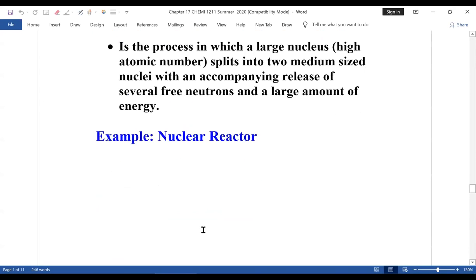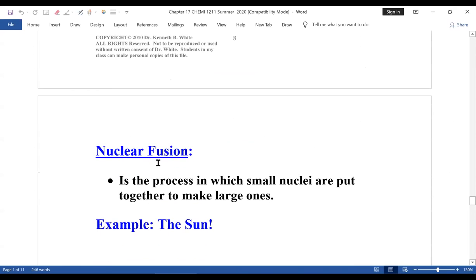Now, the other one you should know is nuclear fusion. Remember the U, and I'll explain why. This is a process in which small nuclei are put together to make larger ones. And where does this happen? On our sun. The next time you feel the sunlight on your body, or don't look up directly at the sun, but if you did, you'd see all that energy coming out, and I think you can find it on YouTube. What is happening there? Two hydrogen atoms slamming together to form a helium atom. And when that happens, it gives off a tremendous amount of heat, which is our sun.